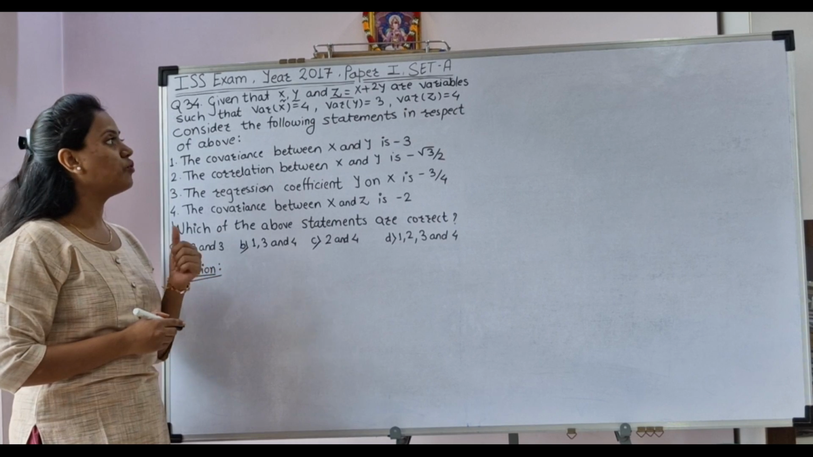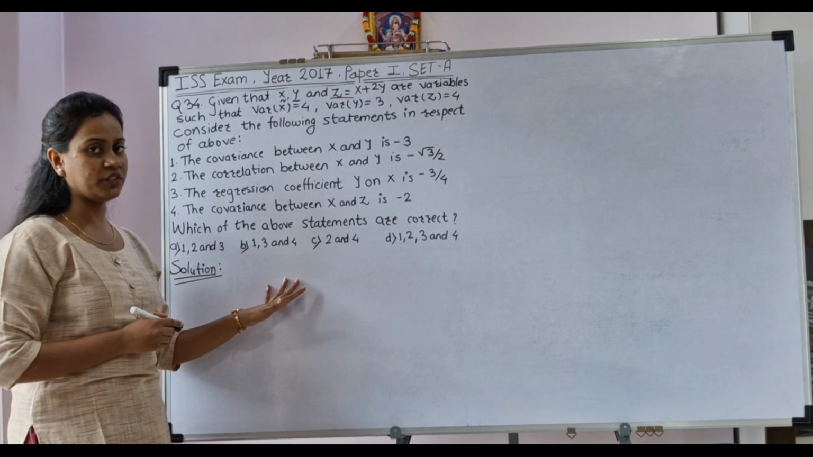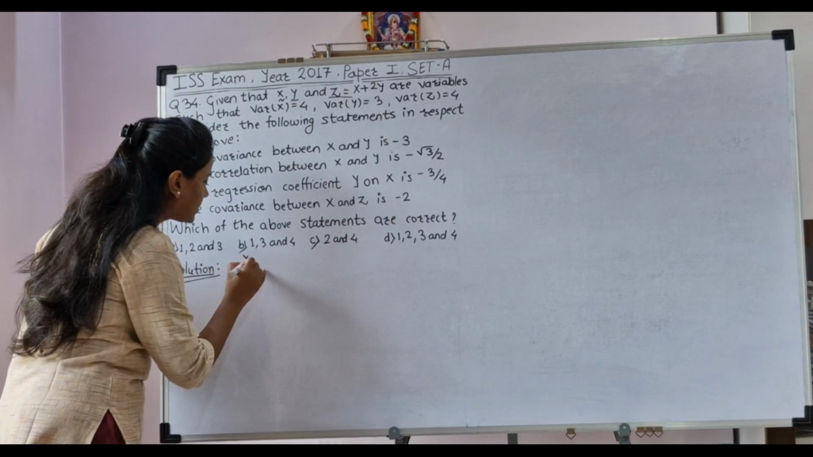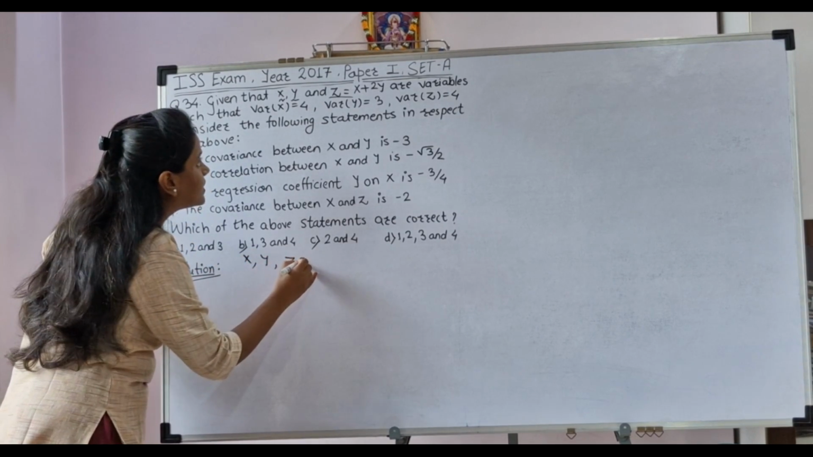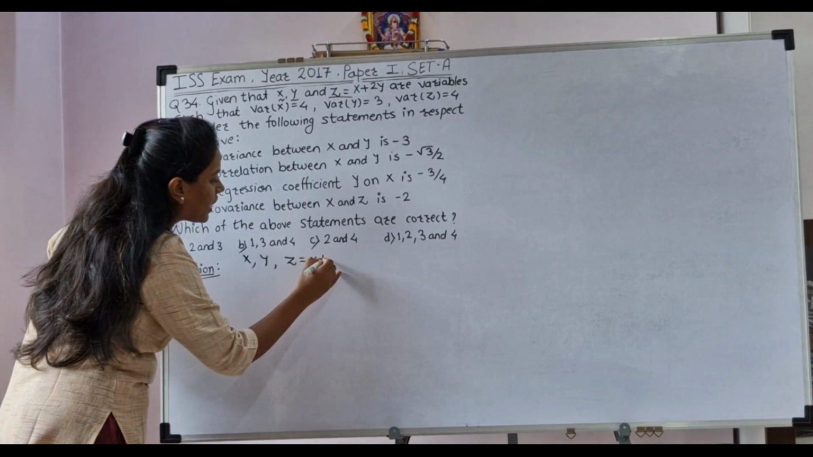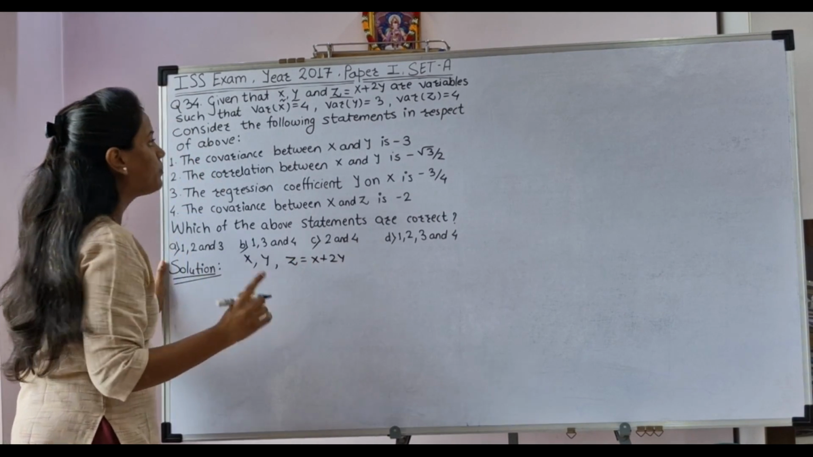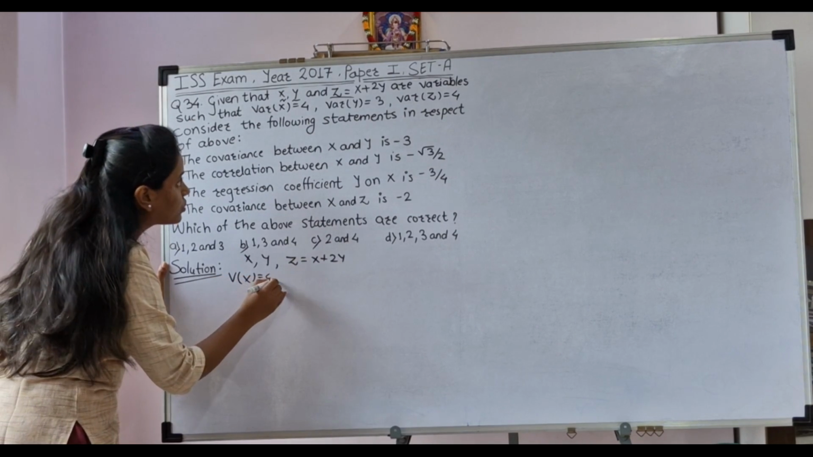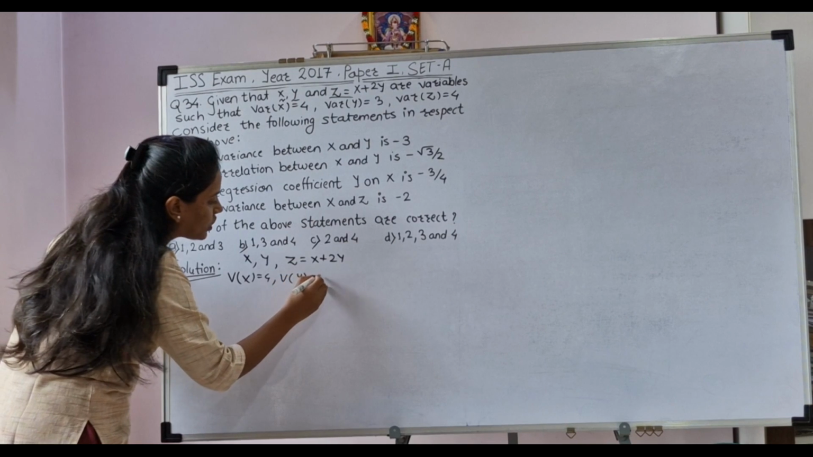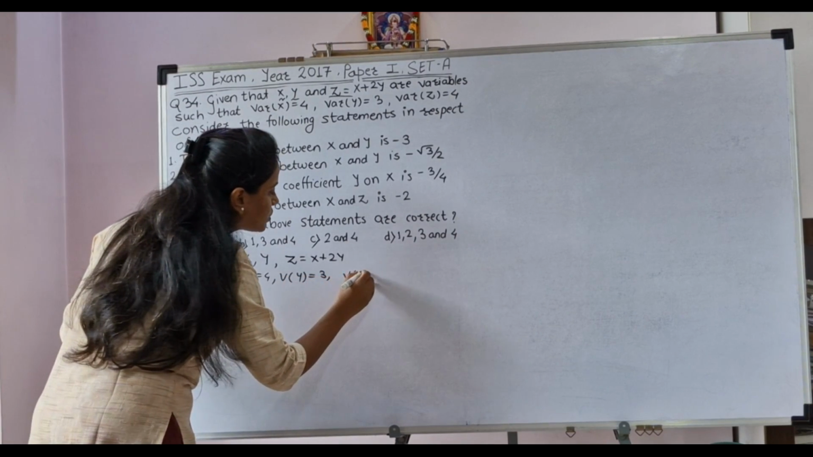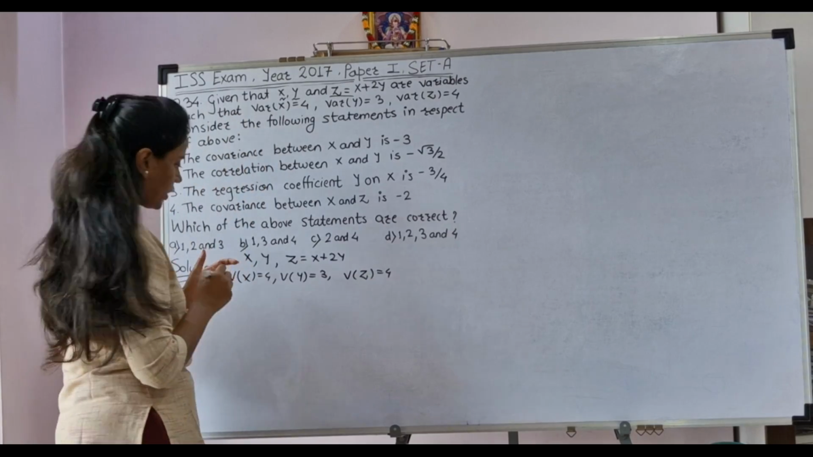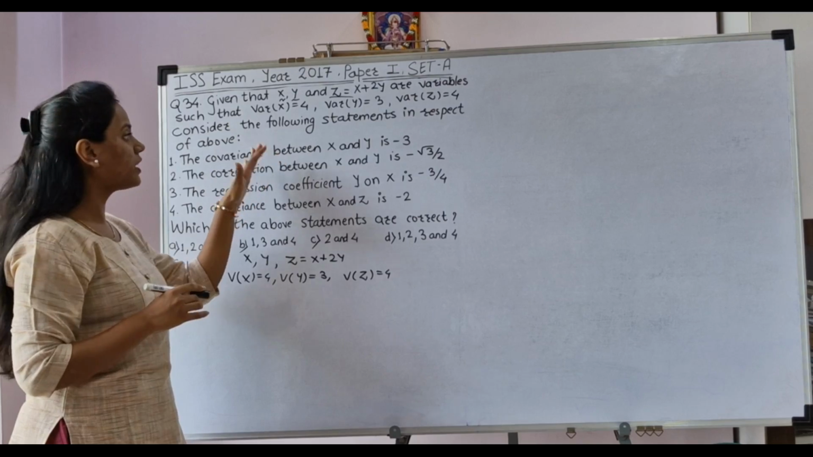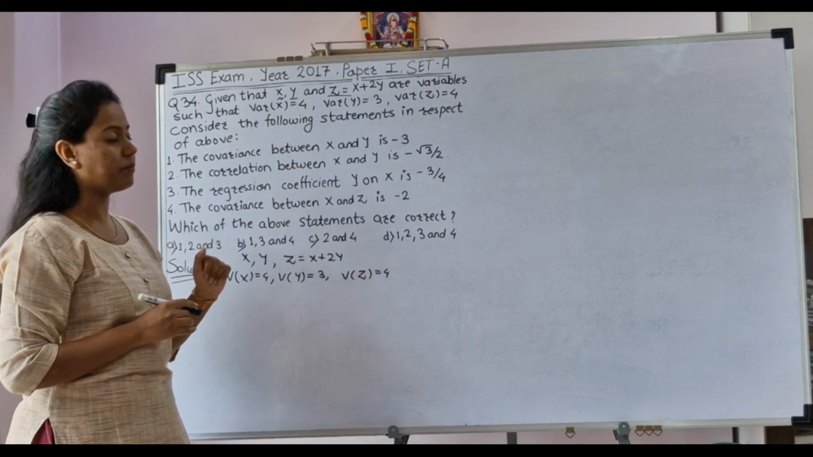In this example, what is given? First of all we will write down. Here 3 variables are defined: x, y and z is defined in terms of x and y, so it is x plus 2y. And another thing is given: variance of x equals 4, variance of y equals 3 and variance of z equals 4. Okay, this information is given. Now let's check all the statements one by one.